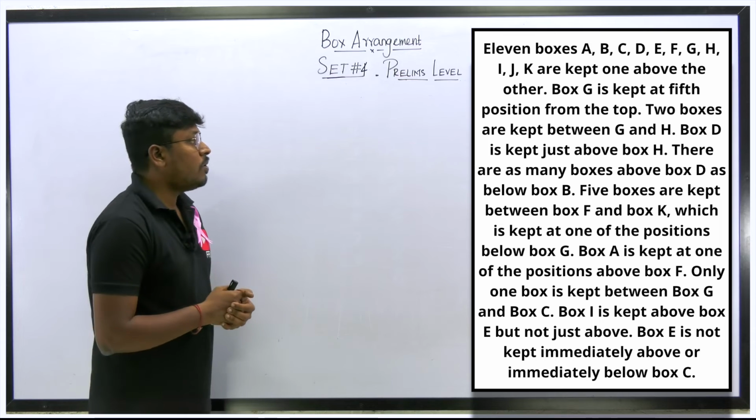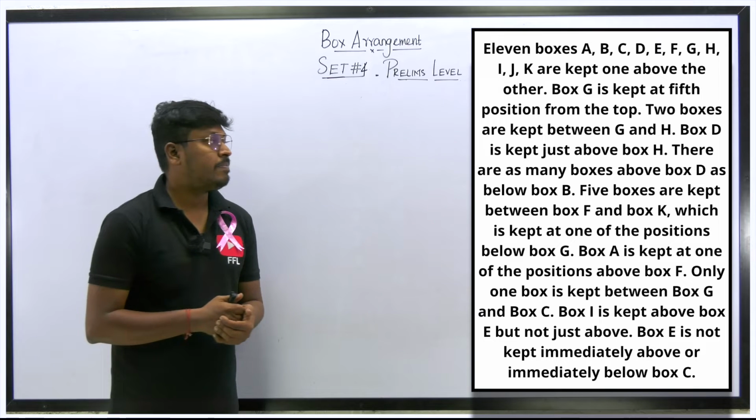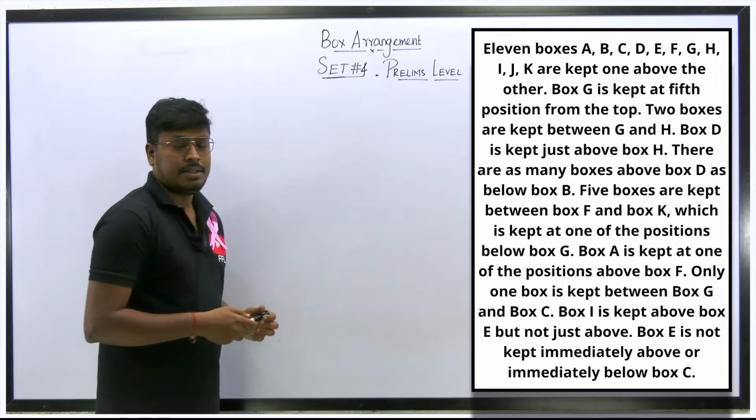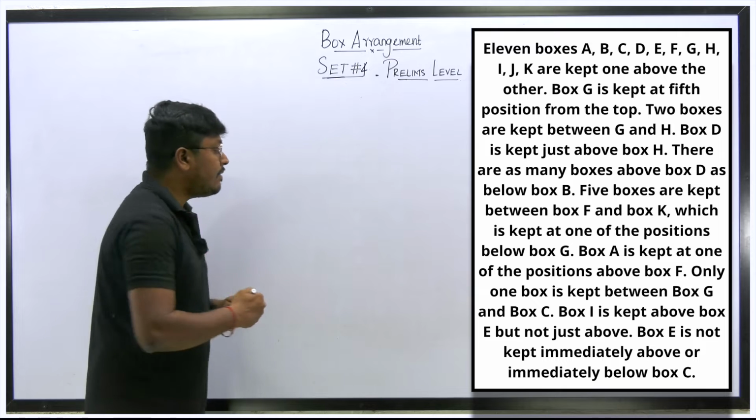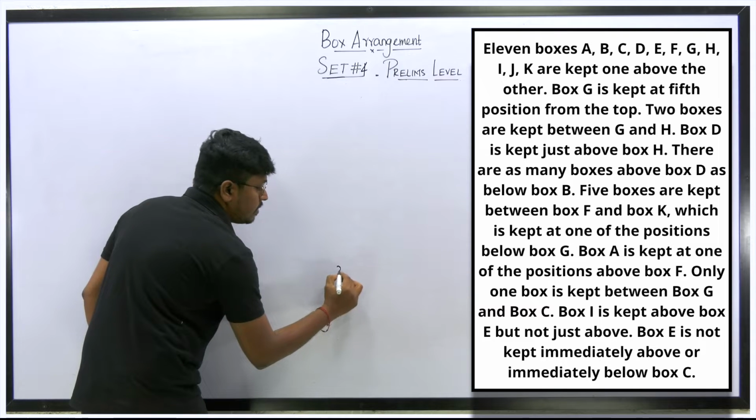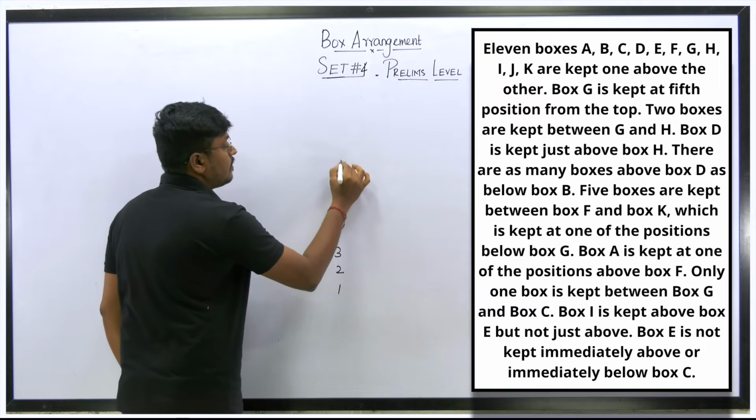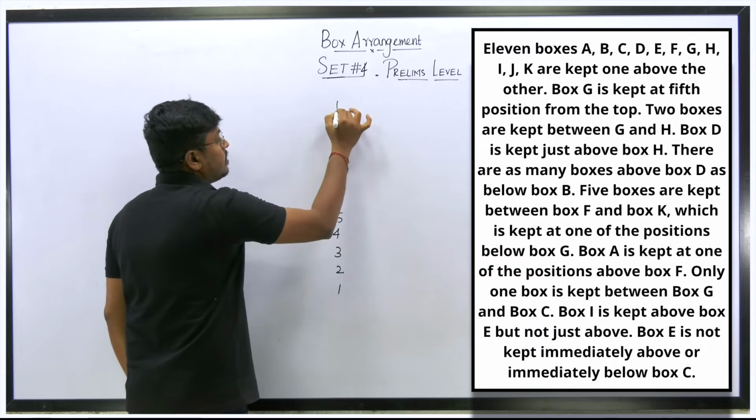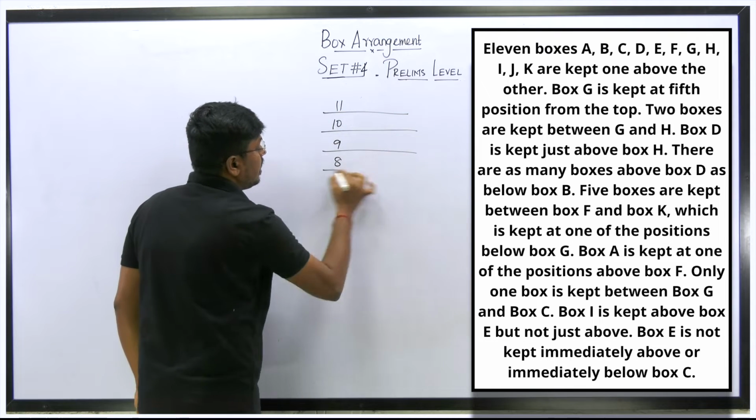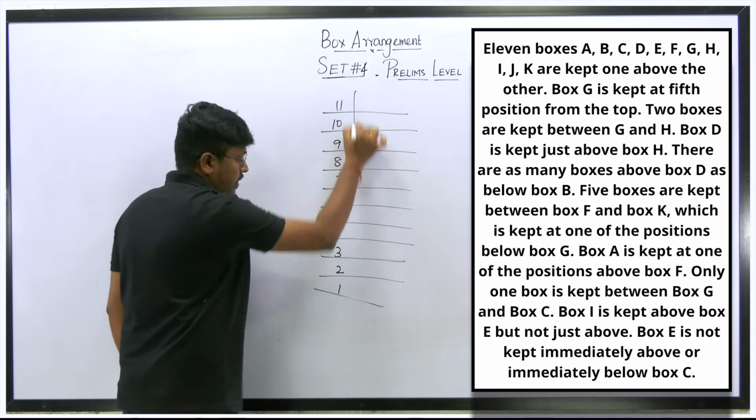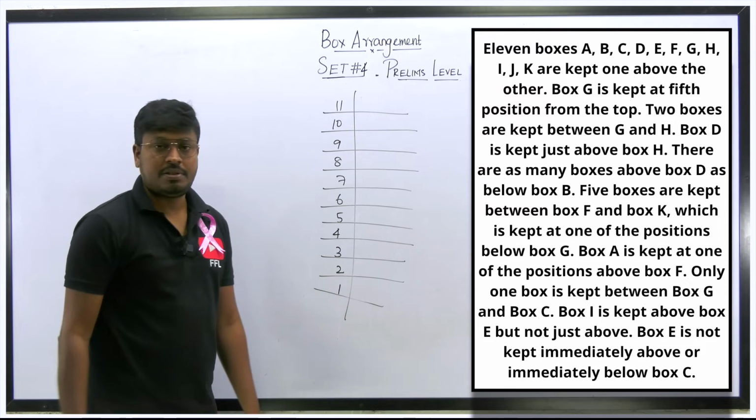Now let me move on to set number 4 arrangement. 11 boxes, A to K, are kept one above the other. How many boxes are there? 11 boxes: 1, 2, 3, 4, 5, 6, 7, 8, 9, 10, 11. So totally there are 11 boxes, and each box is kept one above the other. If required, we can draw the other possible diagrams.